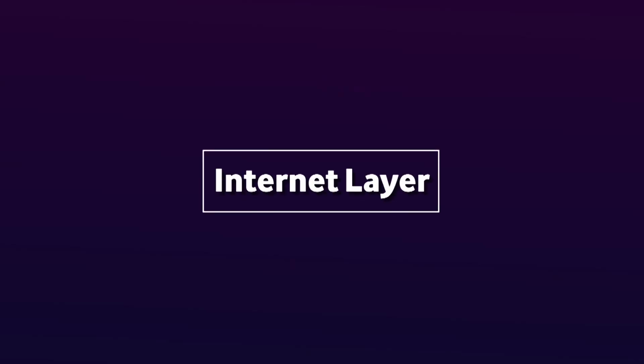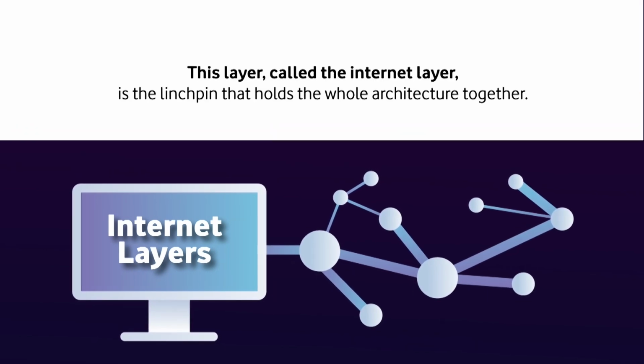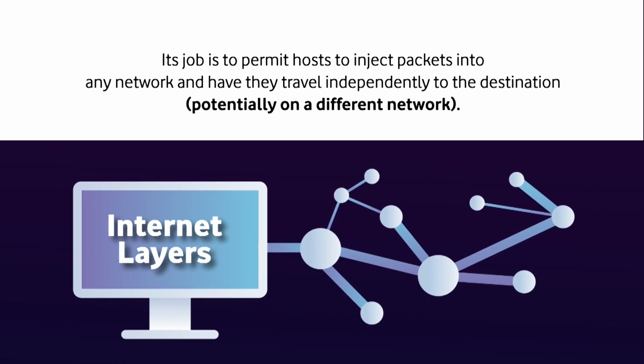In the list, the second layer is the internet layer. So, this is the prominent layer among the TCP/IP reference model. This layer called the internet layer is the linchpin that holds the whole architecture together. Its job is to permit hosts to inject packets into any network and have them travel independently to the destination. They may even arrive in a different order than they were sent, in which case it is the job of higher layers to rearrange them if in-order delivery is desired.